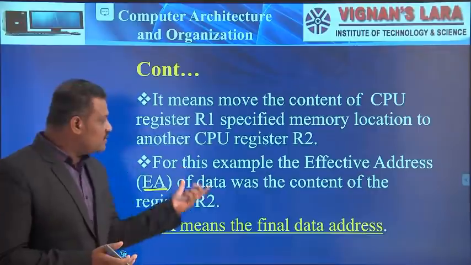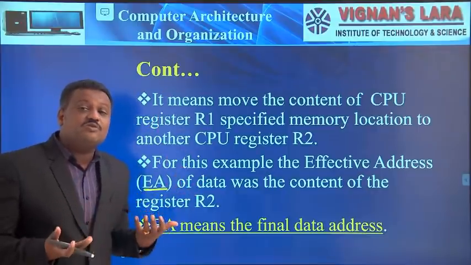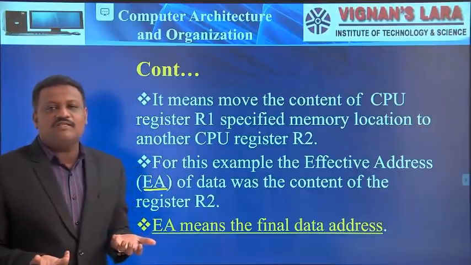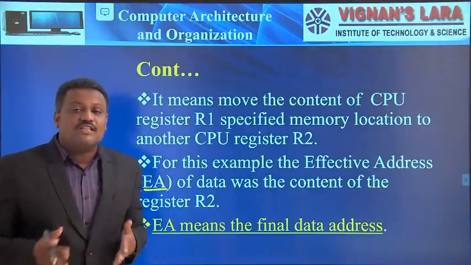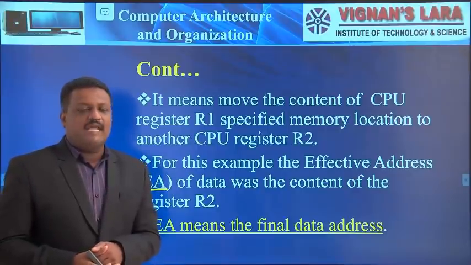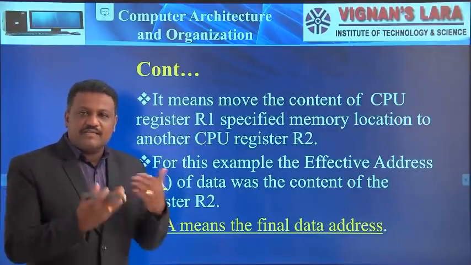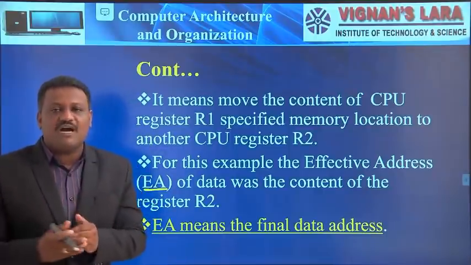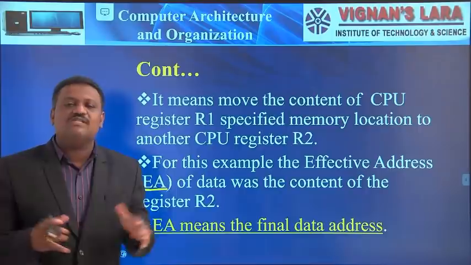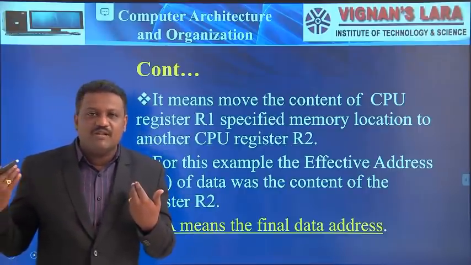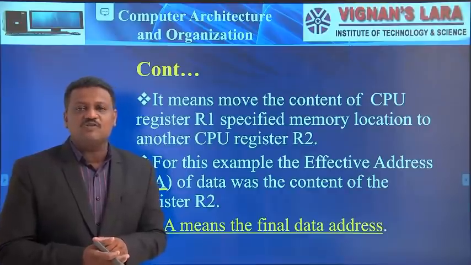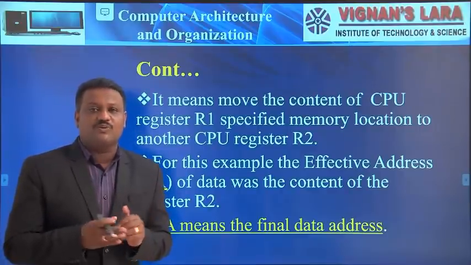So what is the effective address for register indirect addressing mode instructions? In register indirect addressing mode instructions, the effective address is nothing but the content of a register. In the previous example, move in brackets R1 comma R2, effective address is equal to the content of R1. According to our example, the content of R1 is 2000. That 2000 we call the effective address.